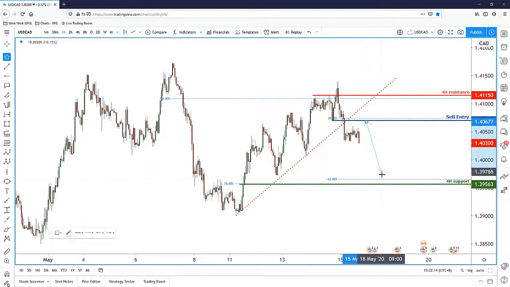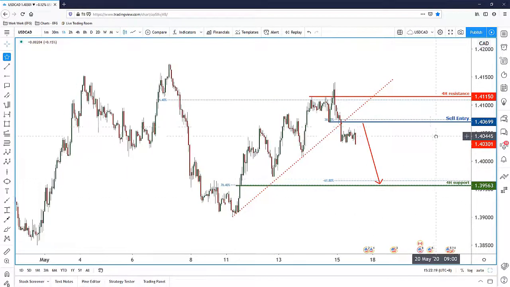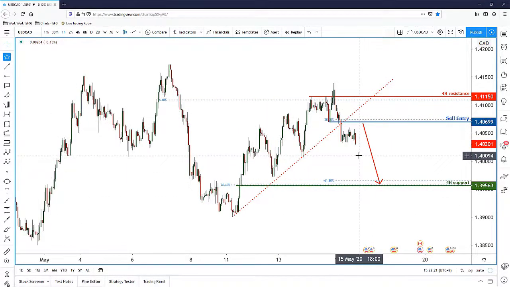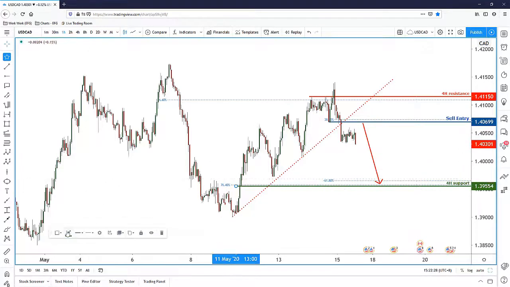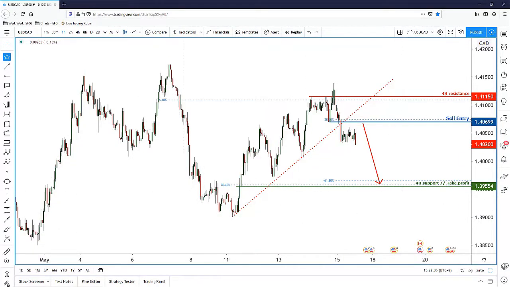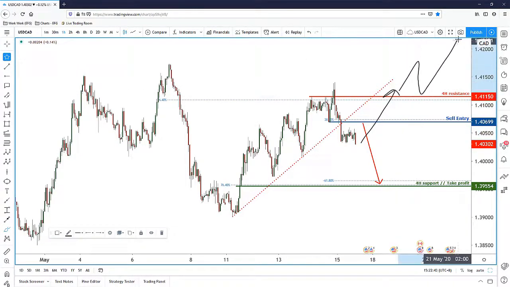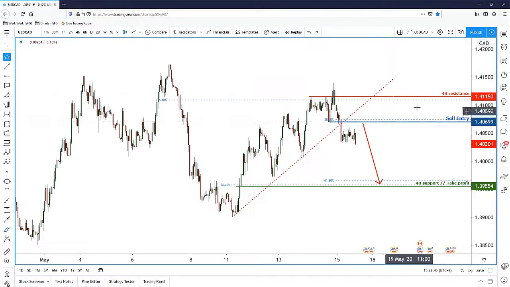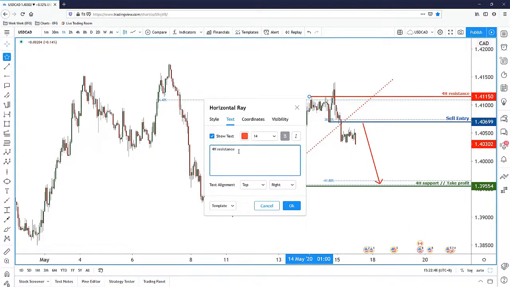With that, we can have this idea. Bearish arrow. So this 38 level will be our sell entry, and then we wait for price to push all the way down to the 4-hour support, which is our take profit. And of course, if price were to break above the 4-hour resistance, our bearish idea is wrong and we expect price to push up all the way. So the 4-hour resistance will be our stop loss.